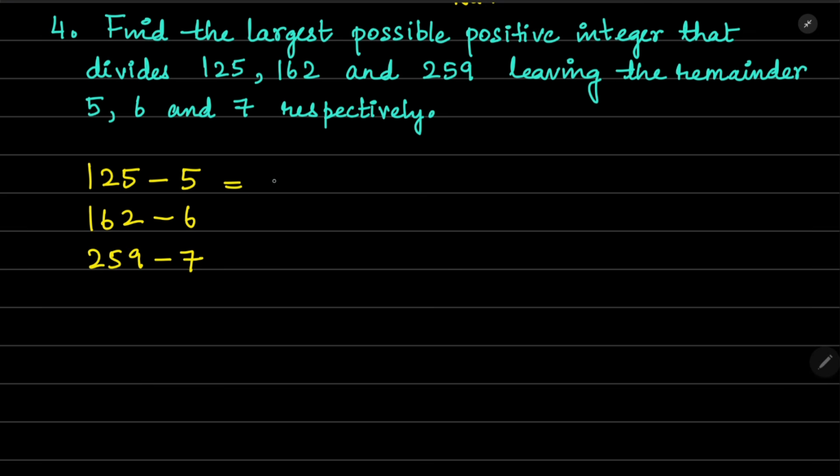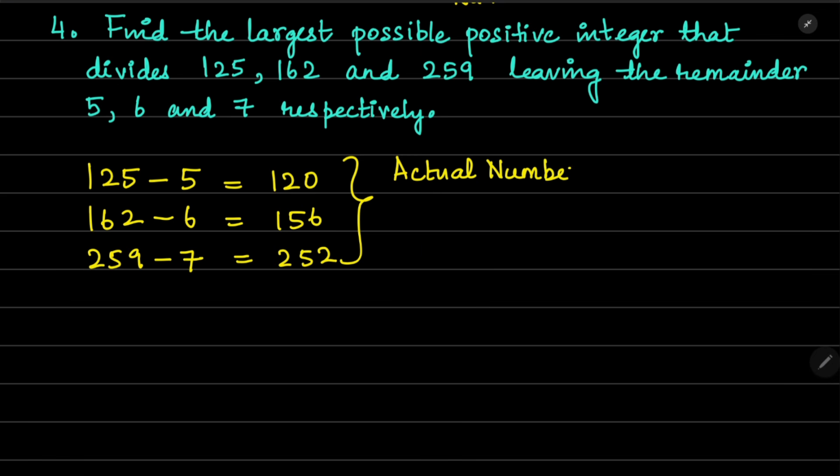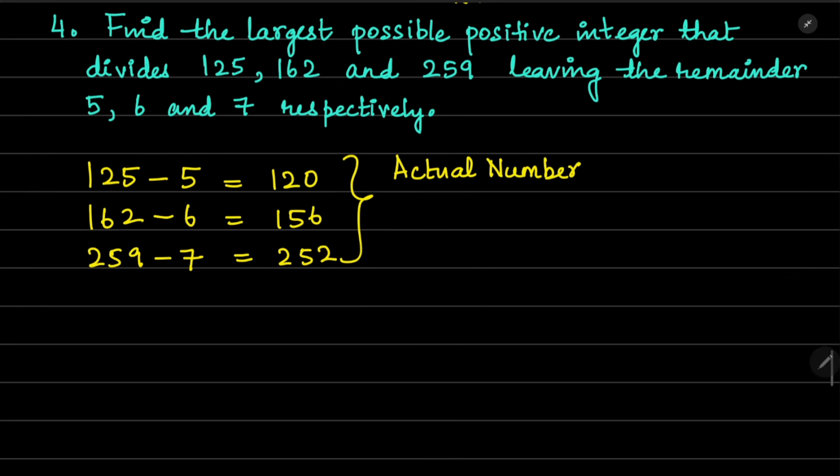Okay. So 125 minus 5 is 120. 162 minus 6 is 156. 259 minus 7 is 252. Now these are the actual numbers. These are the actual numbers that you need. So you have to find the largest possible positive integer that can divide these three actual numbers.